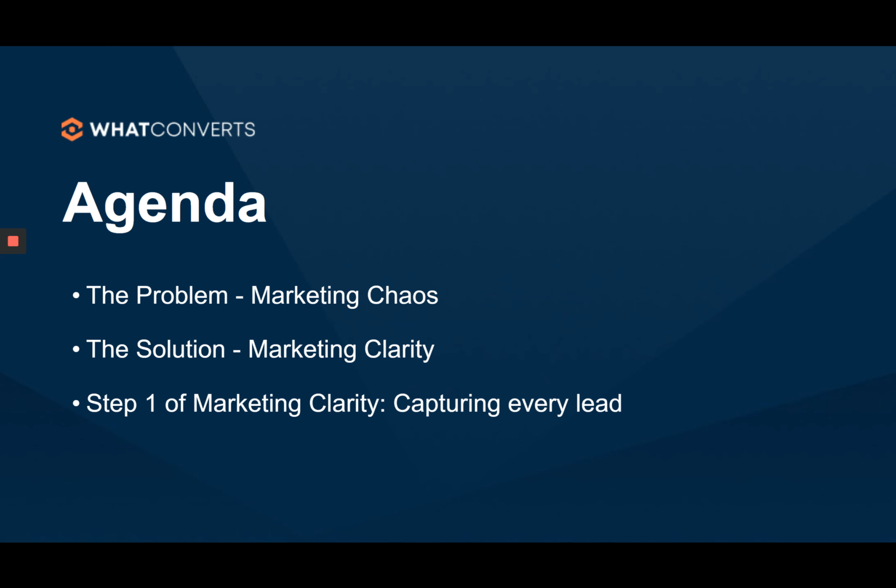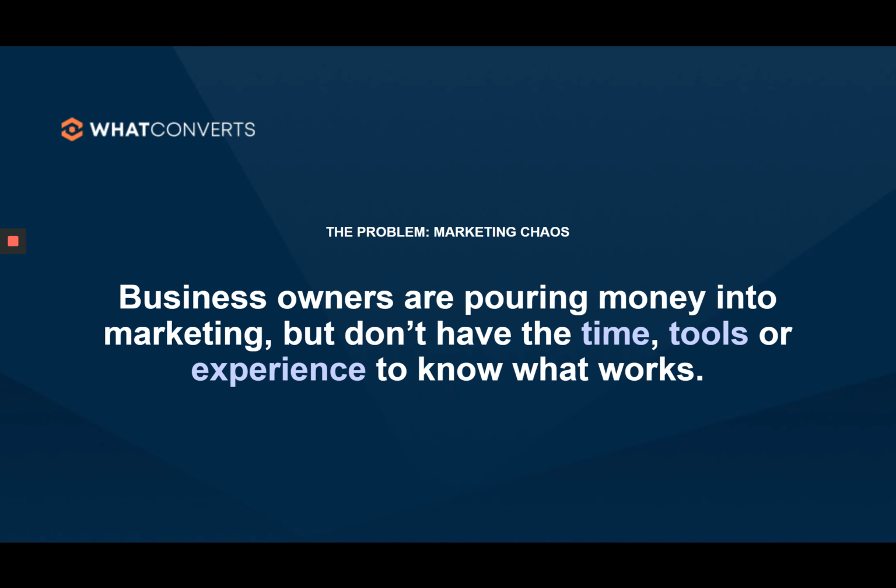Marketing clarity has 3 parts to it. You need to capture all the leads that you get and tie it back to the marketing source. You need to organize all that lead data, be able to filter it, search through it. And you need to be able to find insights from that data in the form of reports. Today, in the interest of time, we're just going to talk about step 1 of marketing clarity, capturing every lead. Step 2, organize, and step 3, finding insights, those will come later in future webinars. Today, it's about capturing every lead. And before that, it's about defining the problem. Let's talk about this problem of marketing chaos.